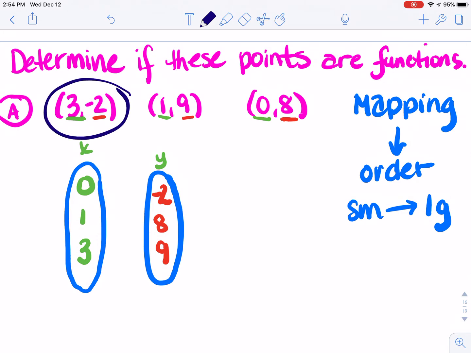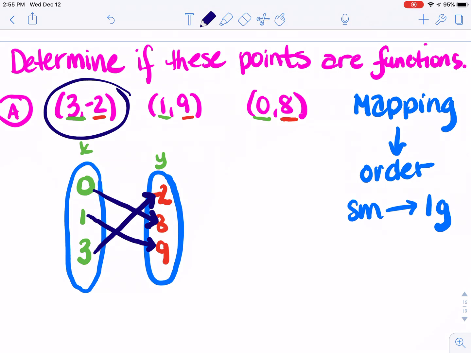So if it's (3, -2), I draw a line that goes from 3 to -2, and the arrow is at the -2 end. Then 1 to 9 with the arrow pointing at the 9. And (0, 8). Okay, so to determine if it's a function, I have to look at each of the X values and determine if there's just one Y value that can match with it.